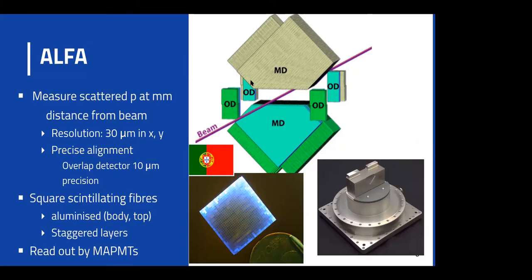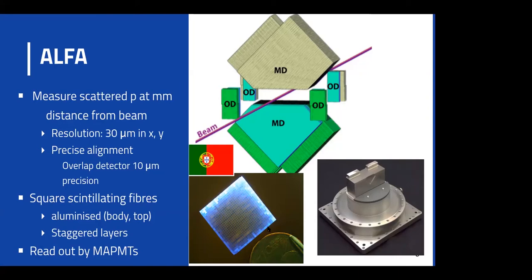As I said before, they are made of squared scintillating fibers, and this is one of the reasons why we are working on this detector. We were asked to participate because of our expertise in optical fibers and aluminization. The fibers are aluminized in body and top, and we did the aluminization at the top here in Lisbon, as you can see in this image.